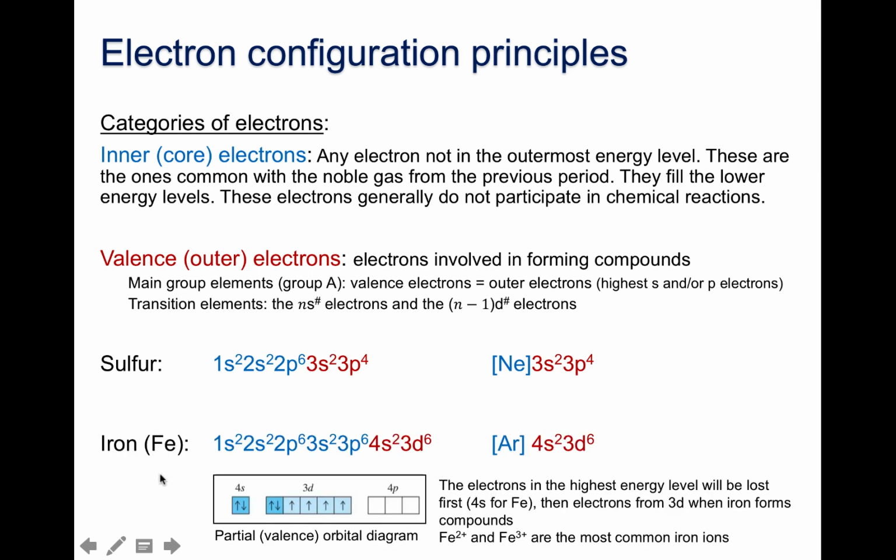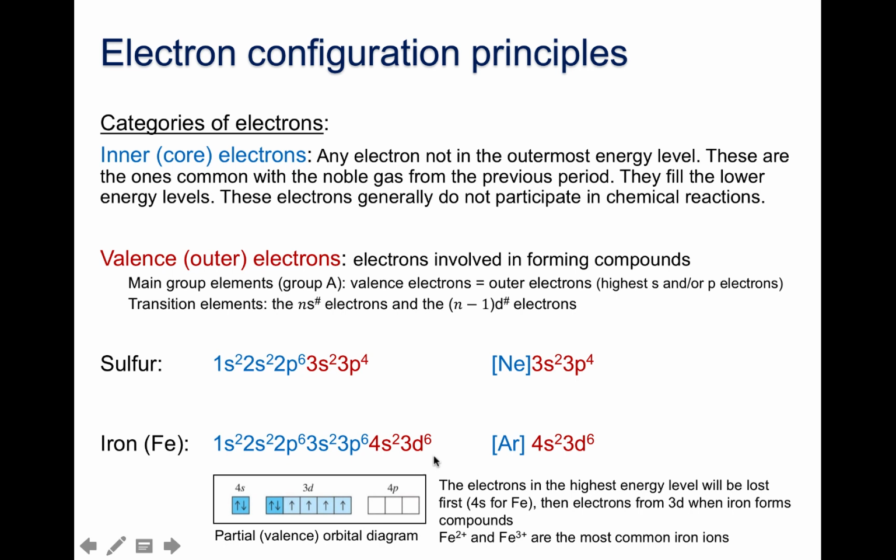Now for a transition element, like iron, you would write its full electron configuration like this. 3p and before represent the inner electrons, so the ones that are not going to participate in chemical reactions. And then its valence electrons are represented by the 4s electrons and 3d. So it actually has a total of 8 valence electrons, but not all 8 of them are going to react.